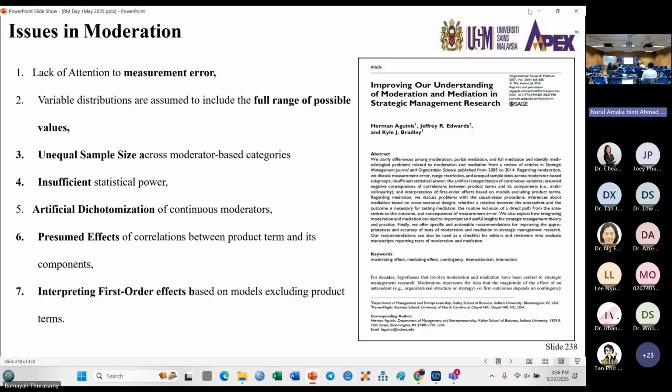So you should run all of them together, like what we do in structural equation model. Independent variable, the moderator variable and interaction together. You should run them all together. Okay. So that's this.